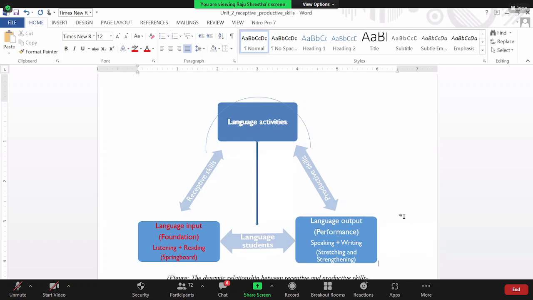That foundation, or that base of language development, is a kind of springboard.